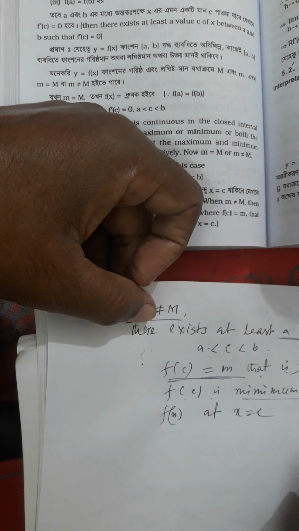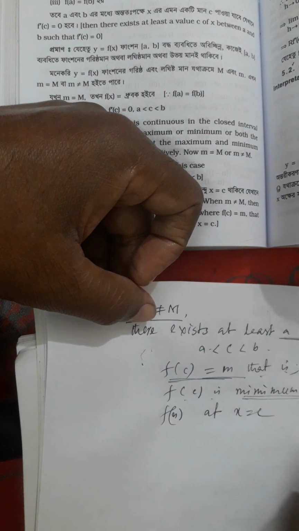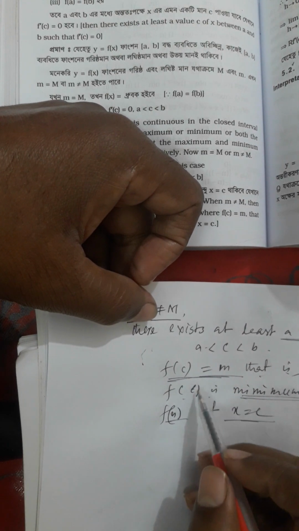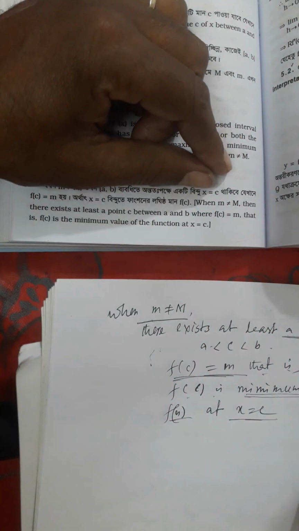If f of c equals m, that is why f of c is the minimum value of f of x at x equals c. Clear? Okay, at x equals c.